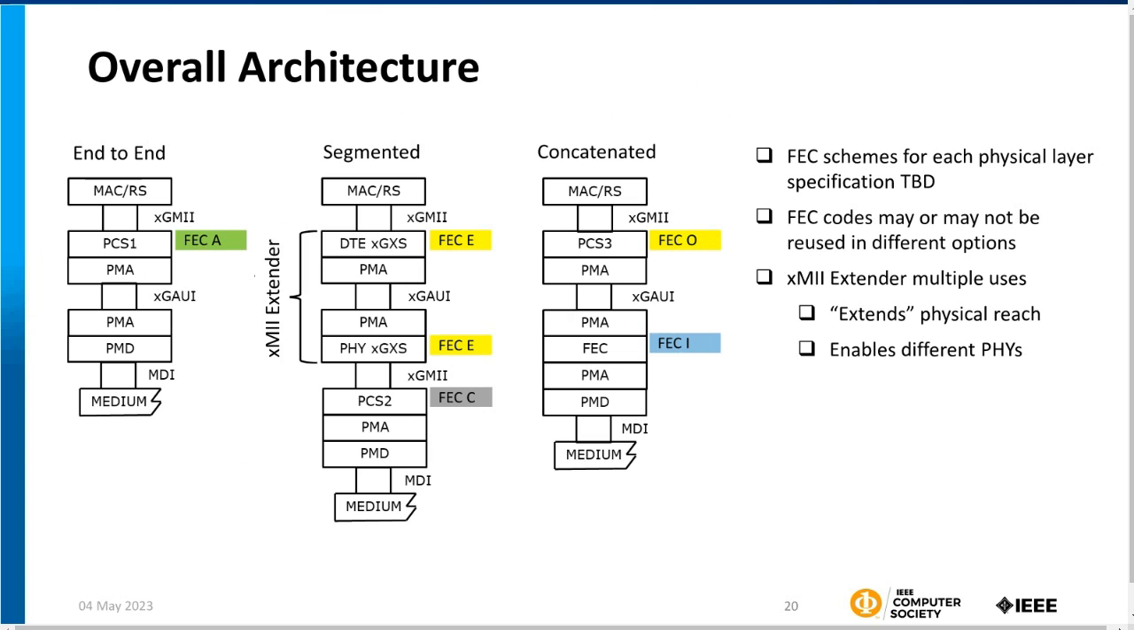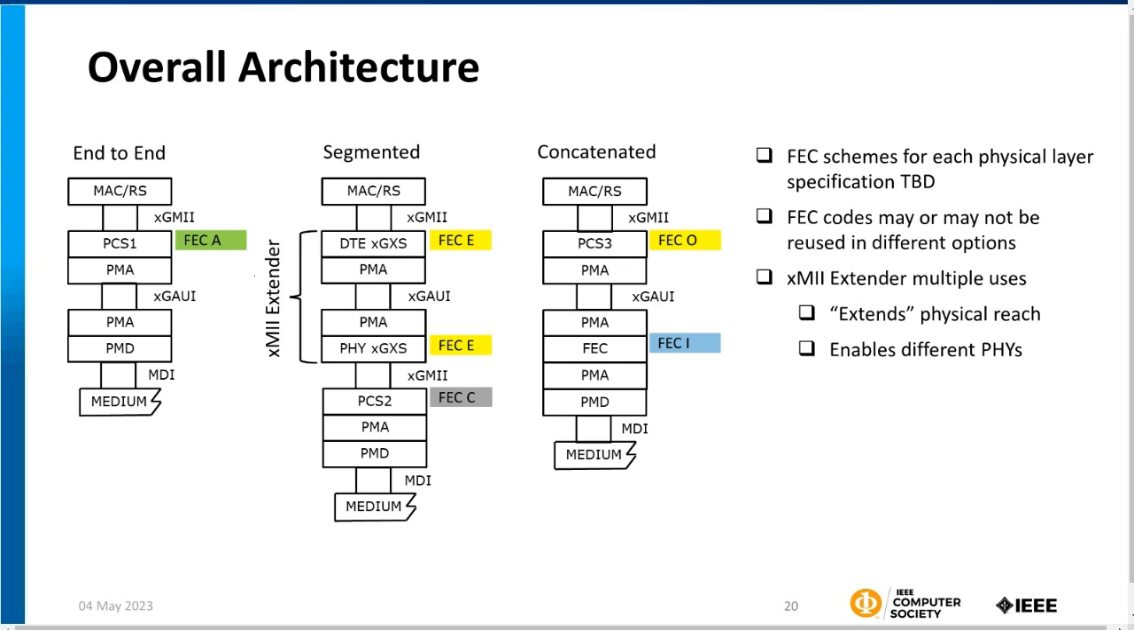Now, I'm a big believer that a picture is worth 1,000 words, and this is a really good example of this. So in the case here, we've shown the three different approaches, end-to-end, segmented, and concatenated, to give you an idea of what we're talking about. So you can imagine, first of all, you have the MII, and there could be an extender above it, right up here, and that's across all three of them. We're not showing that because it gets a little complicated with all of these different variants.